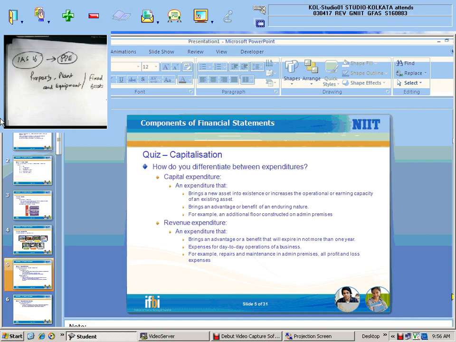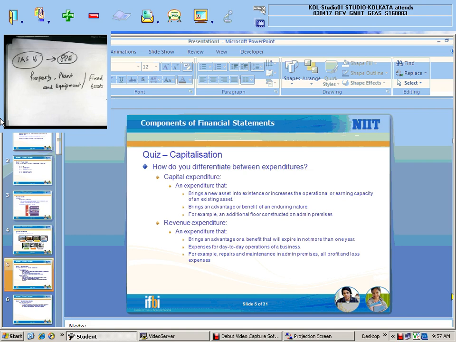Entity buys plant and machinery from a supplier. So the asset has been brought into existence. The asset was not there in the books of the entity. Or it can increase the operational or earning capacity of the existing asset. So by incurring that expenditure, the operational or earning capacity of the asset can be increased. So it brings an advantage or benefit of an enduring nature.